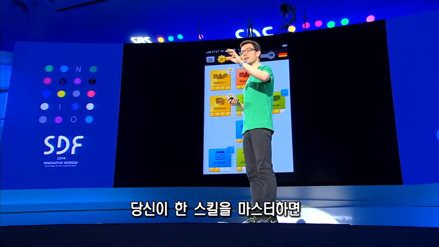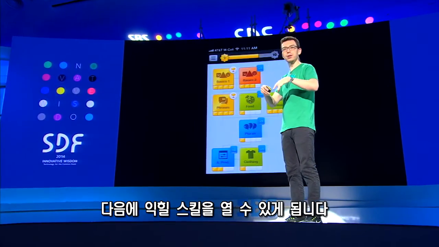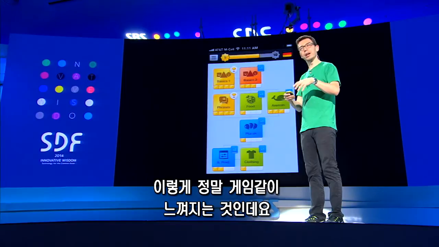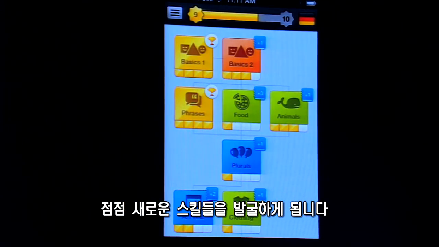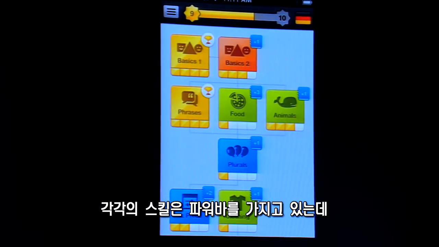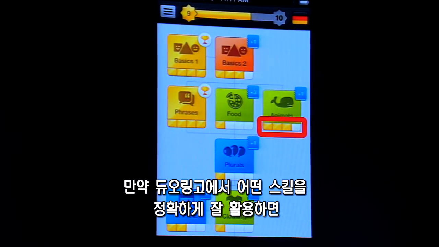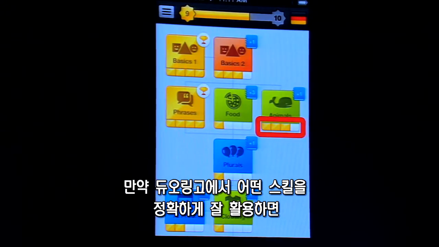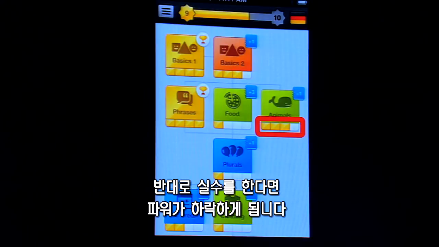And the way it works is that once you complete a skill, you unlock new skills. So it really feels a lot like a game, where at the beginning you only have one possible skill, but then you start unlocking new skills. Now, for each skill, we also have a strength bar that measures how well you know that skill. And if you do anything that is related to that skill correctly in Duolingo, your strength bar goes up for that skill. And if you make mistakes, your strength bar goes down.